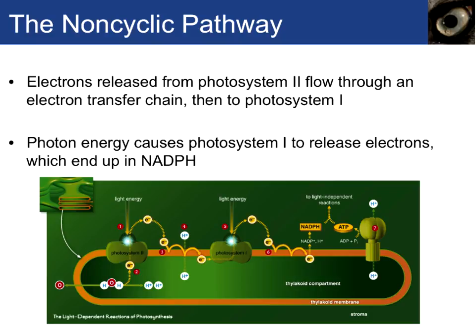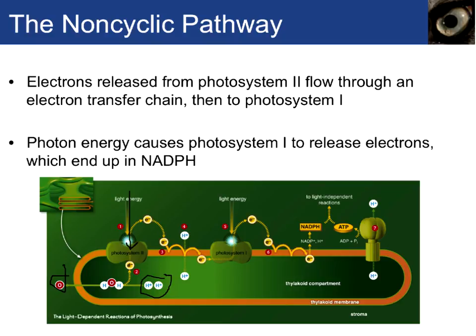So electrons are released. You can see the light energy hits photosystem 2. This excites the electron, and we'll get more into this in a second, but it's actually exciting an electron from water, and in that process breaking apart water to form oxygen and hydrogen ions.